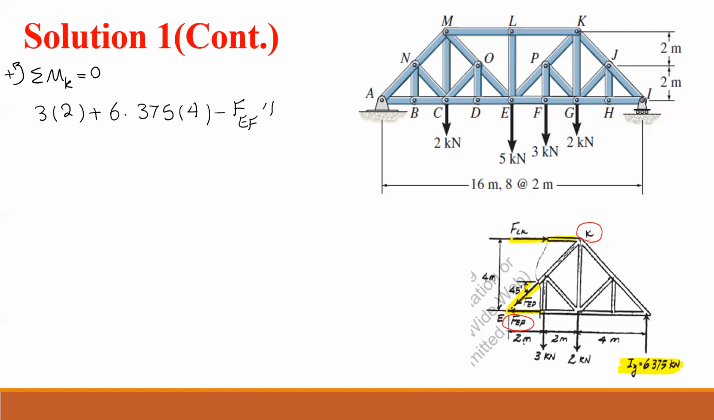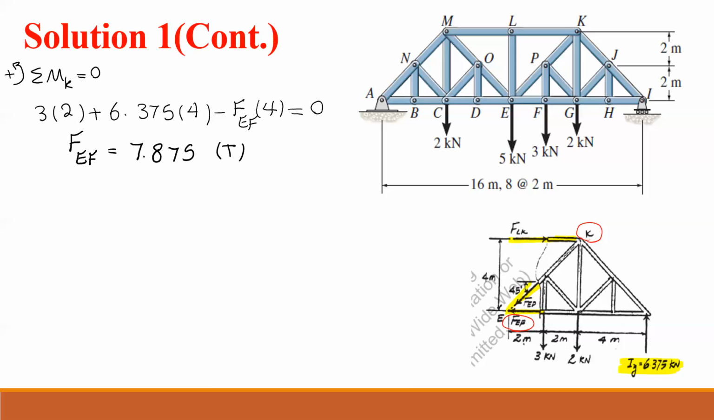FEF multiply 4 meter equals 0. From solving this equation, I can find the internal force in EF, which is 7.875. What does it mean? It means the direction I assume for internal force is correct, and I assume it's in tension, so I got the correct one.